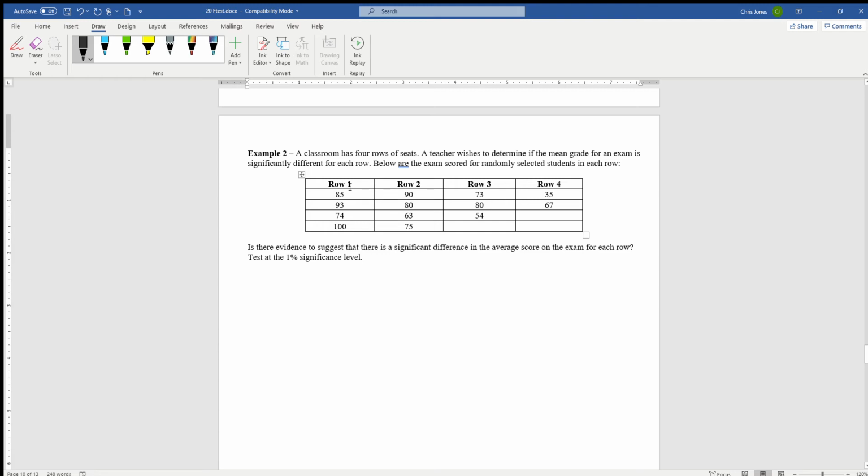We're not saying which one's the front or the back. We just have 4 selected rows. Is there evidence to suggest there's a significant difference in the average score of the exam for each row?